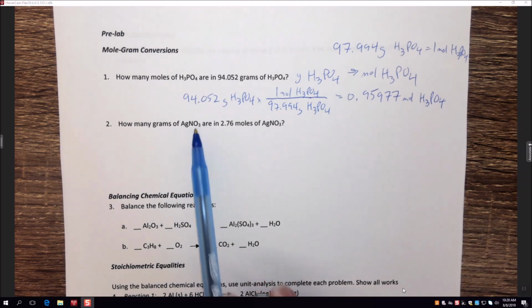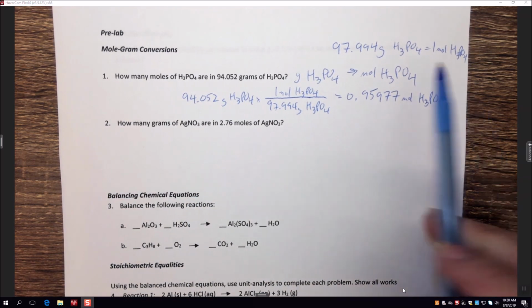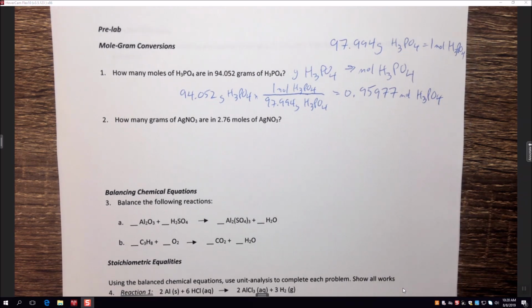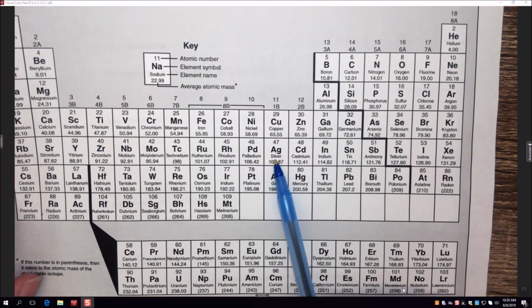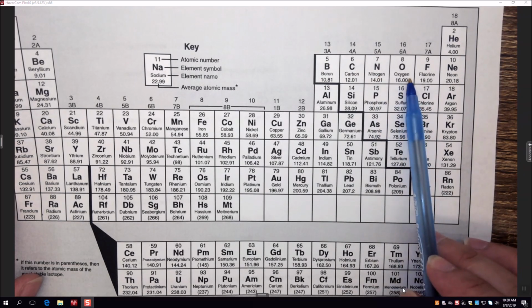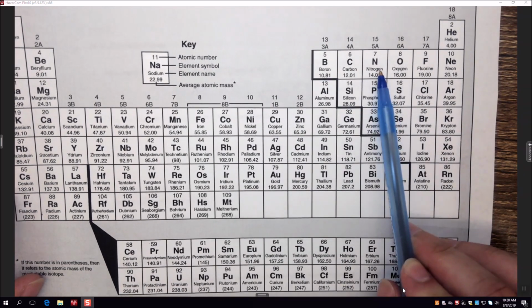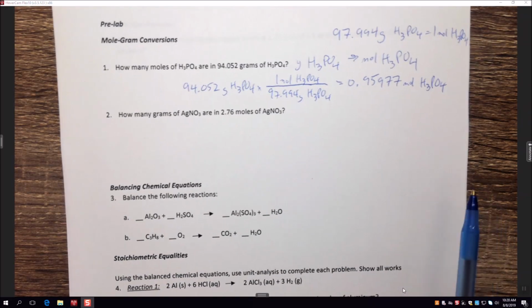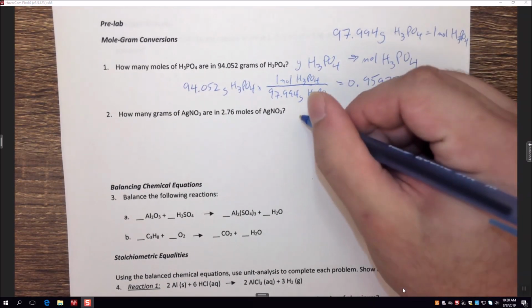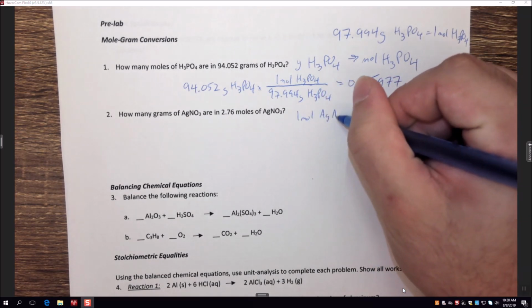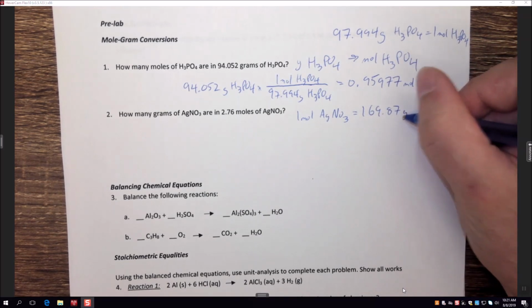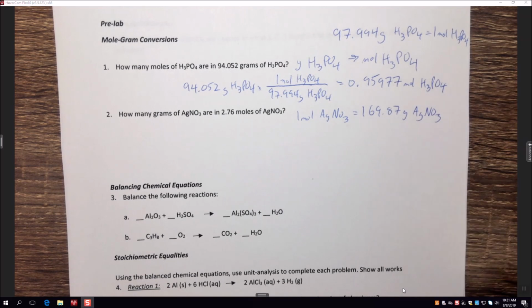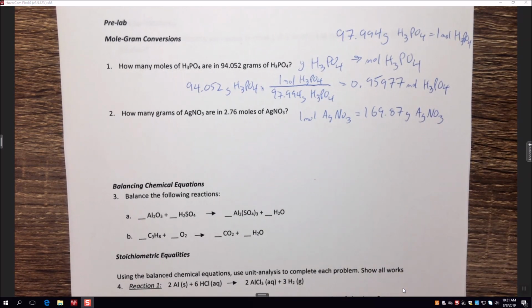In this case, we're going to do it with AgNO3. So just like before, to convert from grams to moles, we needed a molar mass. Well, to convert from moles to grams, we also need a molar mass. So if we go back to our trusty periodic table, we need 1 Ag, we need 1 N, and we need 3 O's. So 16 times 3 plus 14.01 plus 107.87. And we find that for AgNO3, 1 mole of AgNO3 is equal to 169.87 grams of AgNO3. So now we have our conversion factor and we can convert from moles to grams.